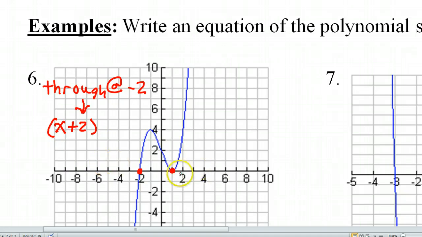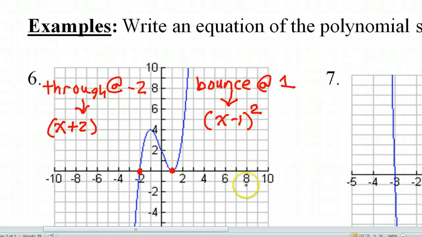Now look at the next one. At the next one, does it go straight through, or is it a bounce, or is it an inflection? At 1 over here, it's a bounce. So I'm going to just write this down like notes. I see a bounce at positive 1. Can you translate that into a factor for me? I'm going to have x minus 1, but because it's a bounce, it's a double. So I have x minus 1 squared. If it bounces at the 0, it's a double. And that's all I have.